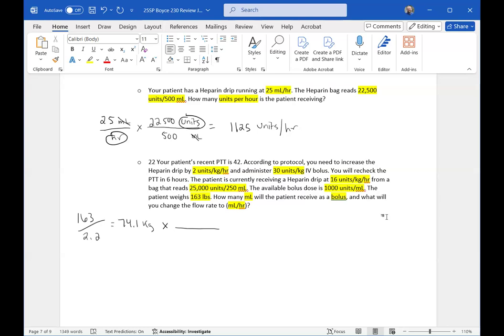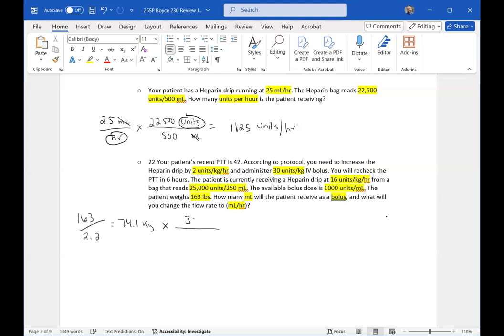All right. So I added in another piece of information: the available bolus dose is 1,000 units per milliliter. Now, the reason that's important is because for the bolus, we want to use the bolus dose available, and for the infusion rate, we want to use what's in the IV bag. So you should have two pieces of that information. If they don't give it to you and they're just asking for the units, then you don't need to worry about it. But like I said, I wanted you to practice converting to milliliters, and it'll make sense in just a minute.